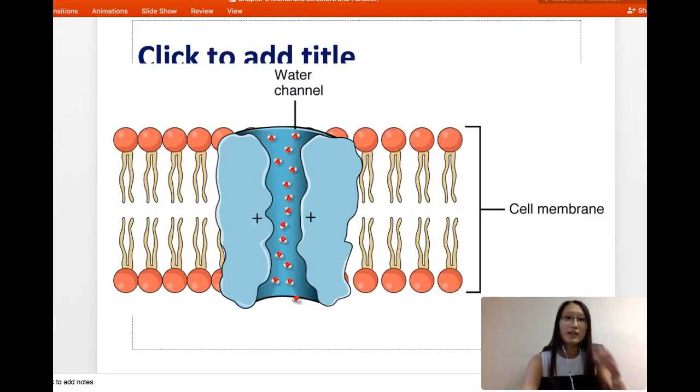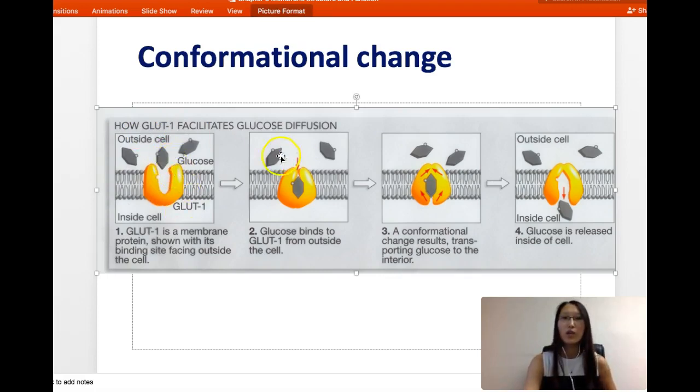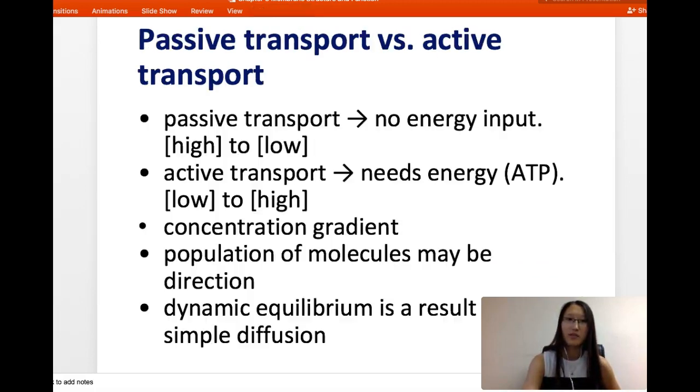Okay, this is a channel protein, where it's open all the way through to the outside and the inside of the cell. And here we have a carrier protein, where it opens up to one side of the cell first. When a molecule binds to the protein, it will go through a conformational change, a change in the shape, and this protein would open up to the other side of the cell.